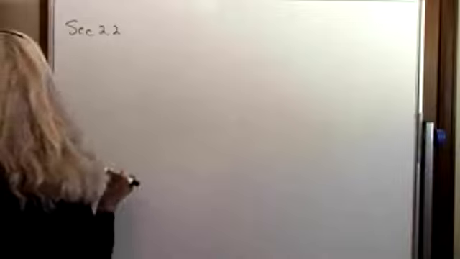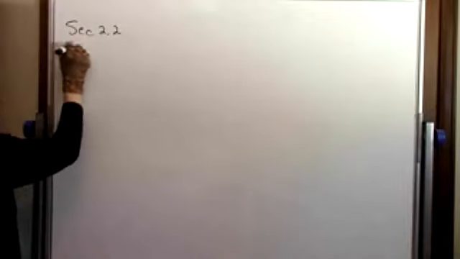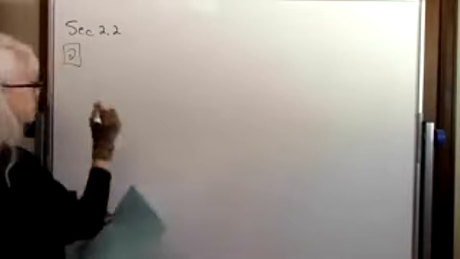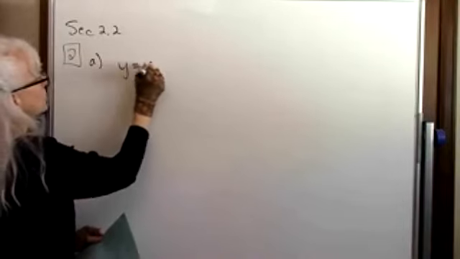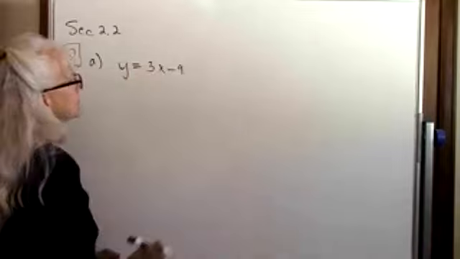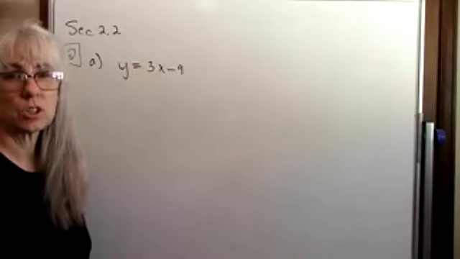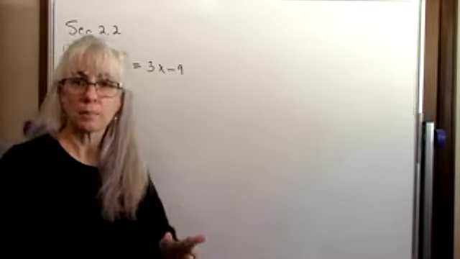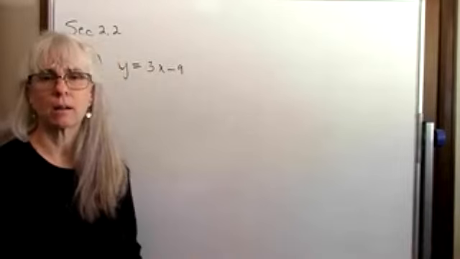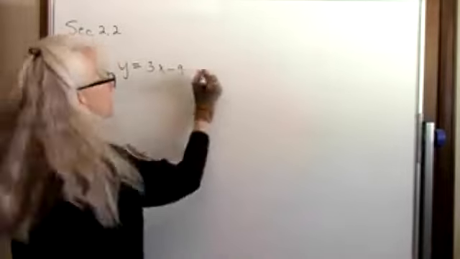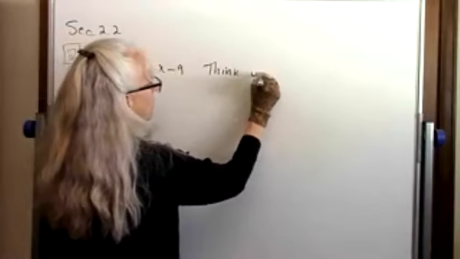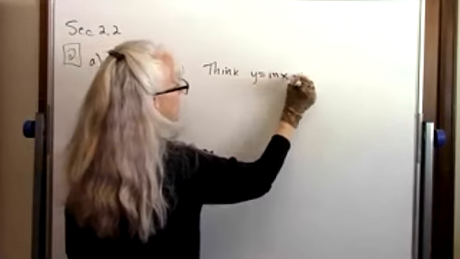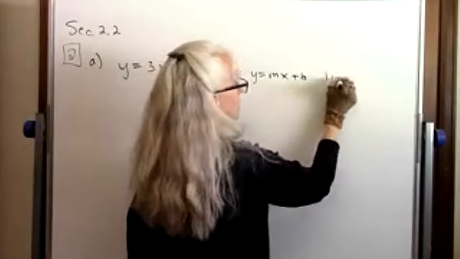So example 2 asks us to find the intercepts and then graph by plotting points. So part A is the equation y equals 3x minus 9. Now you should recognize this as a linear relationship because there are no exponents, no radicals, no x in the denominator. This is a line. It's somewhat in the form, so we're going to think in the back of our heads, y equals mx plus b, and this is linear. So this is a line.